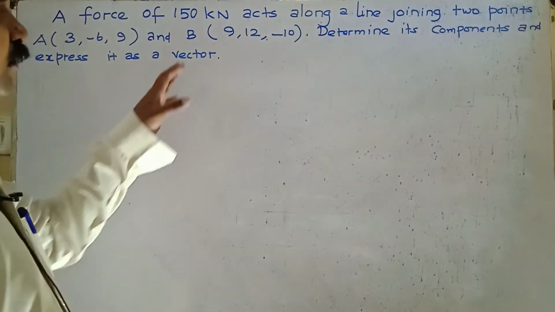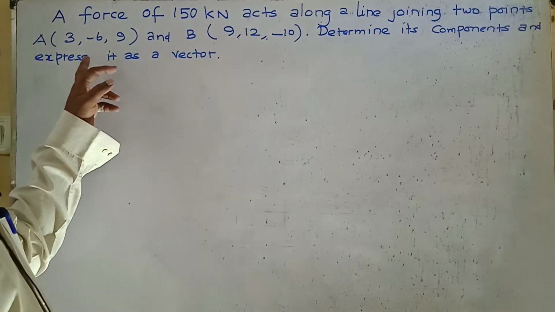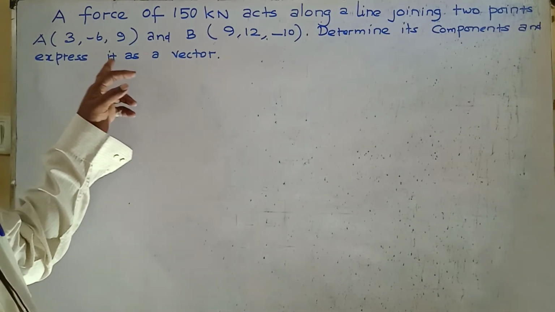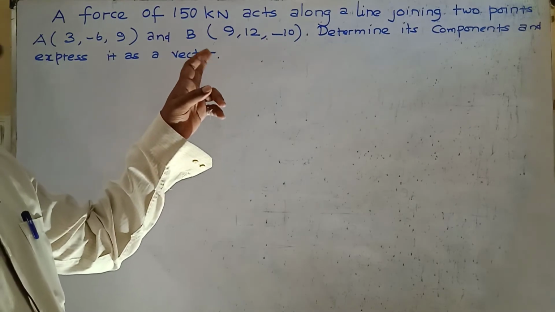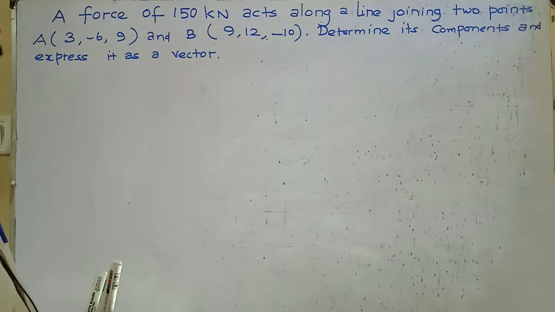A force of 150 kN acts along a line joining 2 points A (3, -6, 9) and B (9, 12, -10). Determine its components and express it as a vector.